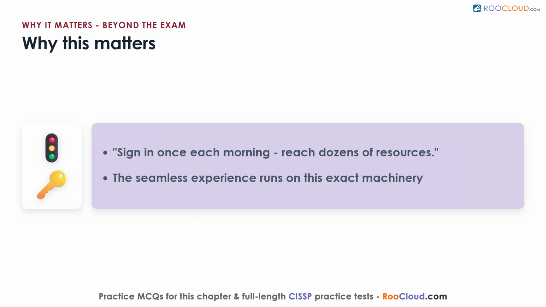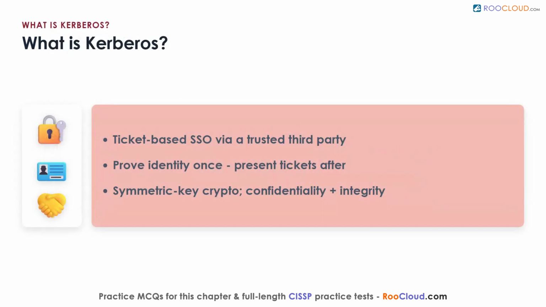Because these systems quietly authenticate thousands of logins in most enterprises. Picture a manufacturing firm where every employee signs in once each morning and reaches dozens of resources with no further prompts. That seamless experience runs on the exact machinery we're about to open up. When it breaks, the whole workforce grinds to a halt. So you need to know how it hangs together and where it can fail. Let's meet the main character.